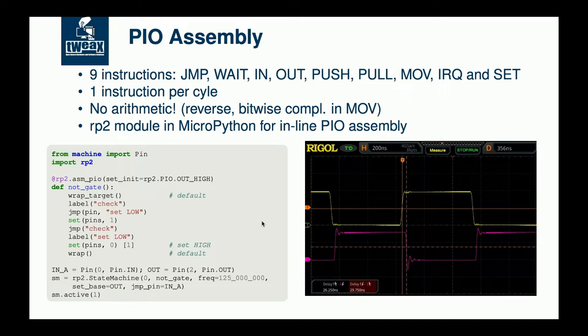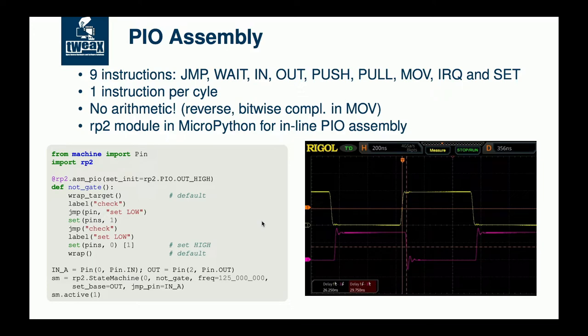The PIO state machines understand nine instructions: jump, wait, in, out, push, pull, move, interrupt, and set. The names, I think, speak for themselves. Push and pull are for exchanging data over the FIFOs. There is one instruction per cycle.